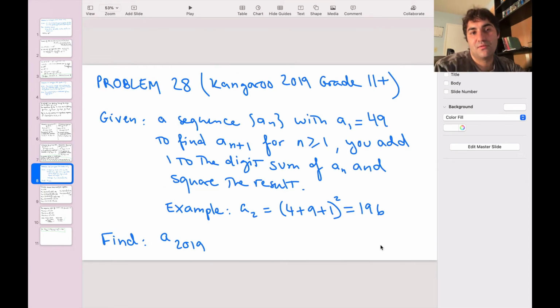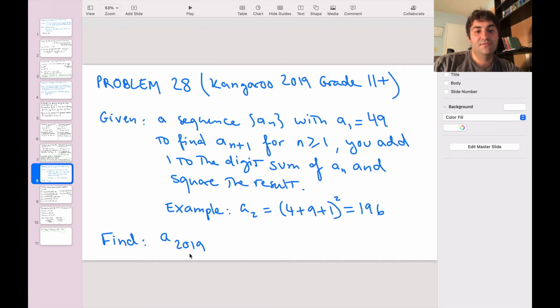Okay, so this is the last problem I'm going to solve tonight, problem 28. So we're given a sequence an with a1 equals 49. To find an plus 1 for n greater than or equal to 1, you add 1 to the digit sum of an and square the result. So in other words, a2 is equal to (4 plus 9 plus 1) squared, which is equal to 196, right? Because a1 is 49, so the digit sum of a1 is 4 plus 9, 13, and then you add 1, 14, and then you square it to get 196.